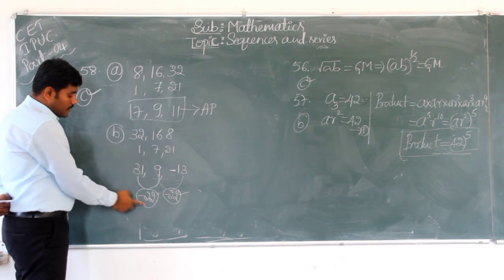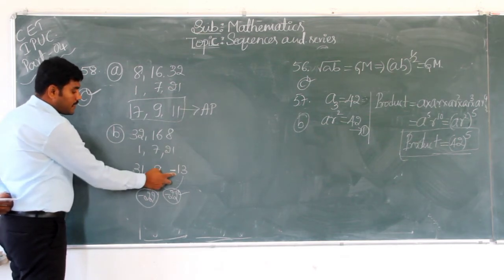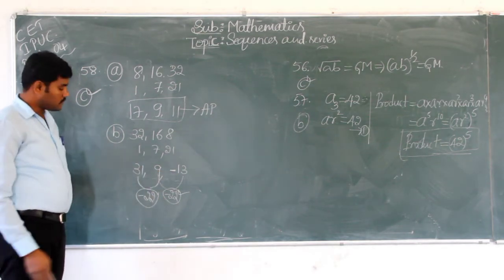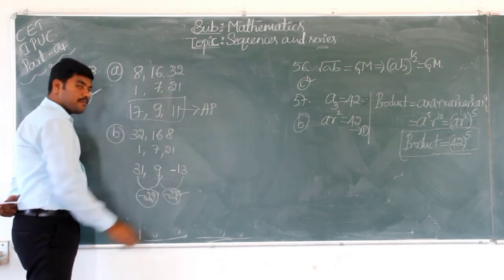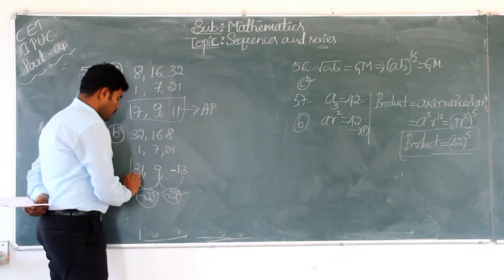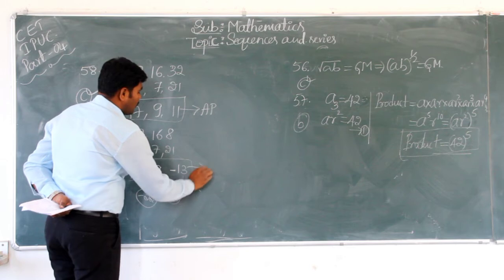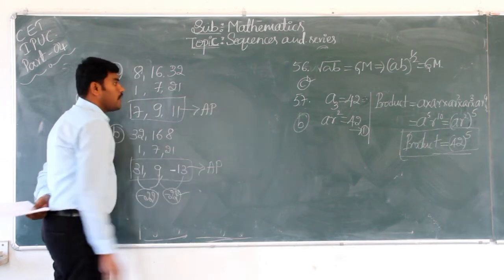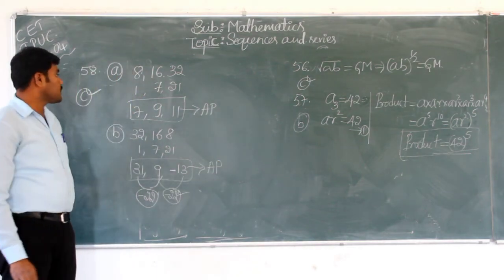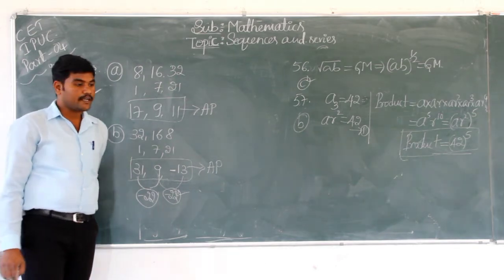9 minus 13, that is minus 22. Minus 13, minus 9, minus 22, right? Correct. You should understand what difference comes. The numbers are in AP. Therefore, option C is the right answer, both option A and option B. That is the correct answer.